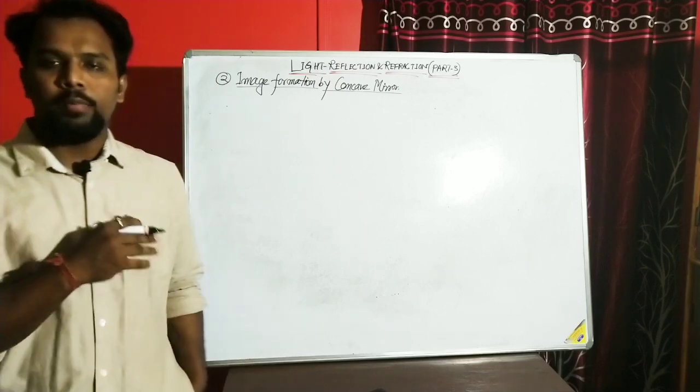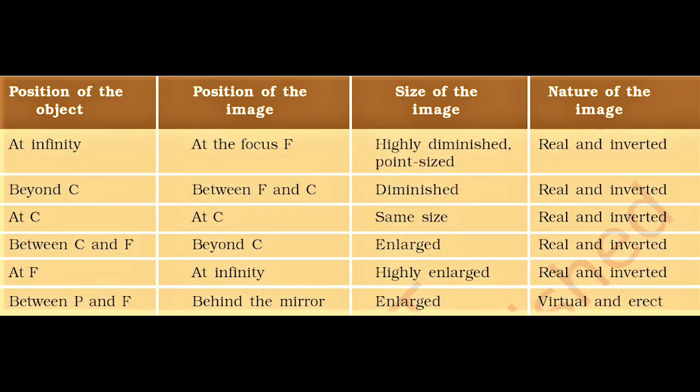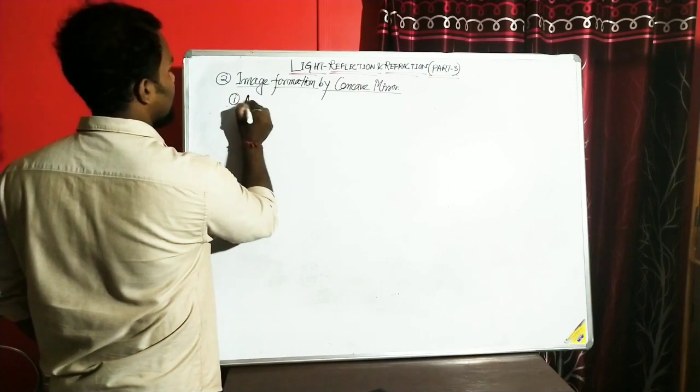Before starting the image formation of the concave mirror, there is one chart. Now you are looking at the chart on your screen. There are 6 positions on the principal axis where the object can be. Depending on the position of the object, you get the position of the image, and also different sizes of the images. But the nature will be the same for 5 conditions. Only in one condition will the nature of the image be different. Now we will move towards the first one. Our first position is at infinity.